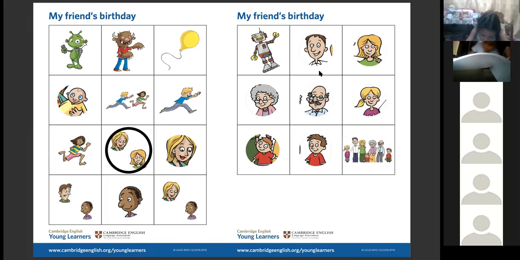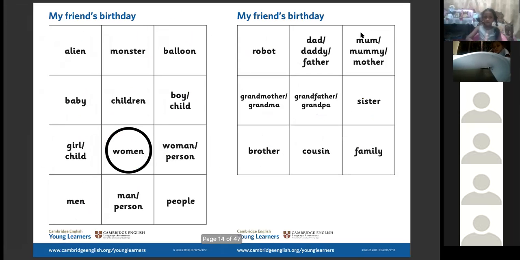Next one is mom. Only write two words, mom and mother. No need to write mommy, because we don't have space. Dad, mom, father, mother.